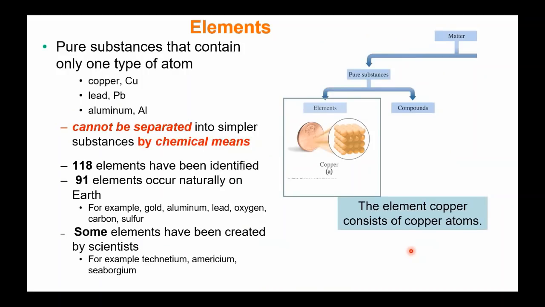So let's look closer at elements. Remember, elements are pure substances that contain only one type of atom. They cannot be separated by chemical means into simpler substances. An atom is the smallest unit of any element that maintains that element's physical and chemical properties. So far, 118 elements have been identified. Some of them have been created in the lab by scientists, and some of them are naturally occurring.